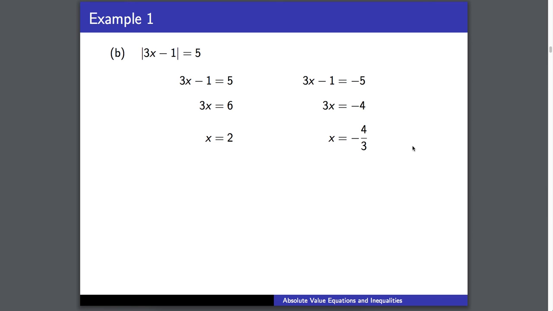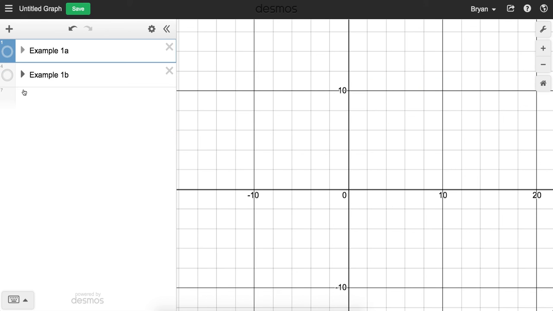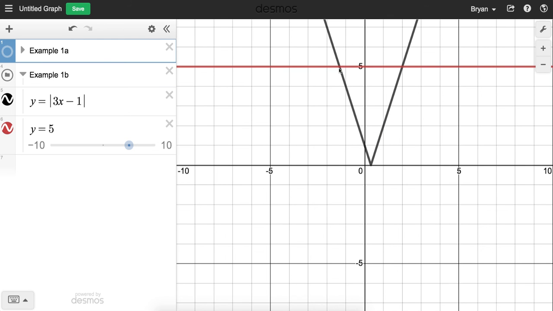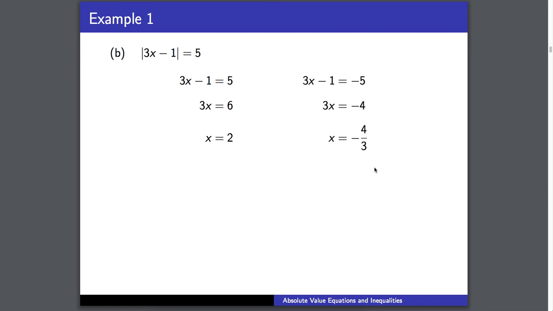Now again, we could check those algebraically. We could also check them graphically. So if we hide this one, if we graph each of these, and I'll just zoom in so it's easier to see, notice that we have negative 1.333, that's a decimal approximation for negative 4/3, and we have 2. So x equals 2 or x equals negative 4/3 are correct, because again, those are the x coordinates of the intersection points.